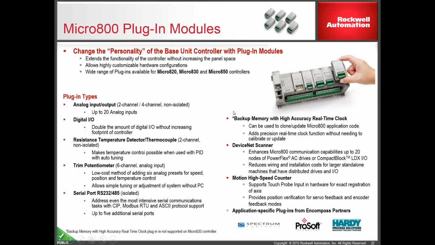So these are some plugin modules which you can put, which extend the functionality of a controller without increasing the panel size. There is the form factor of a controller, and then you can put the plugin modules. It has analog I/O, digital I/O, potentiometer. If you would like to extend the communication on serial port, you can put an additional serial port communication. It has got a DeviceNet scanner, which you can add if you would like to extend with remote I/O functionality. And if you want to put some drives on that, you can do so. It has motion and high-speed counter.